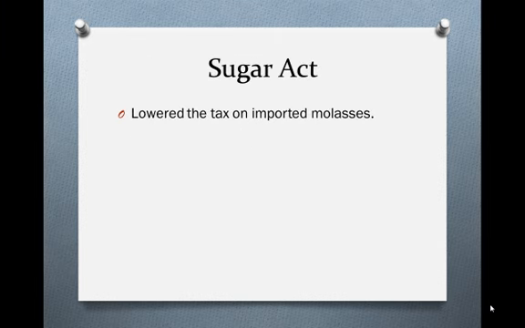Another act passed to raise money for England was the Sugar Act. The Sugar Act actually lowered the tax on imported molasses. It made it cheaper than what you could buy in the colonies. This meant that the colonists were being hurt in their businesses because the imported molasses was now less expensive than what they were making.